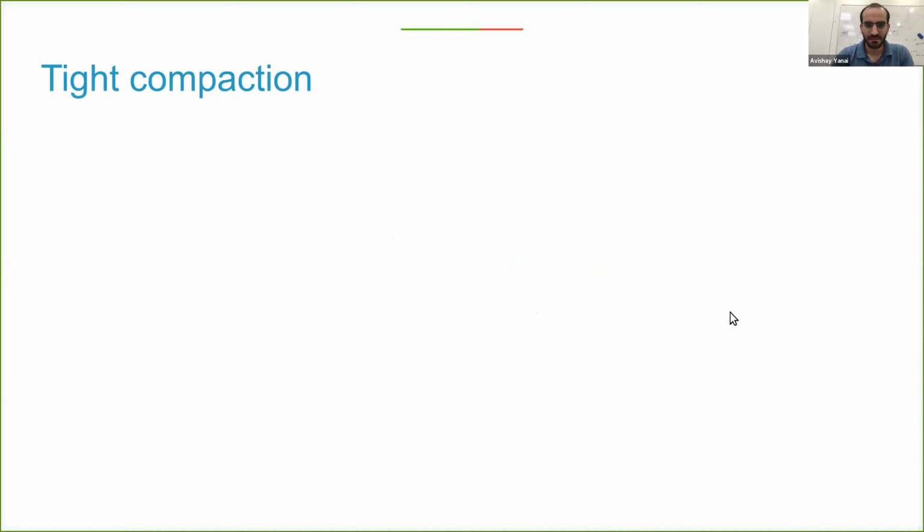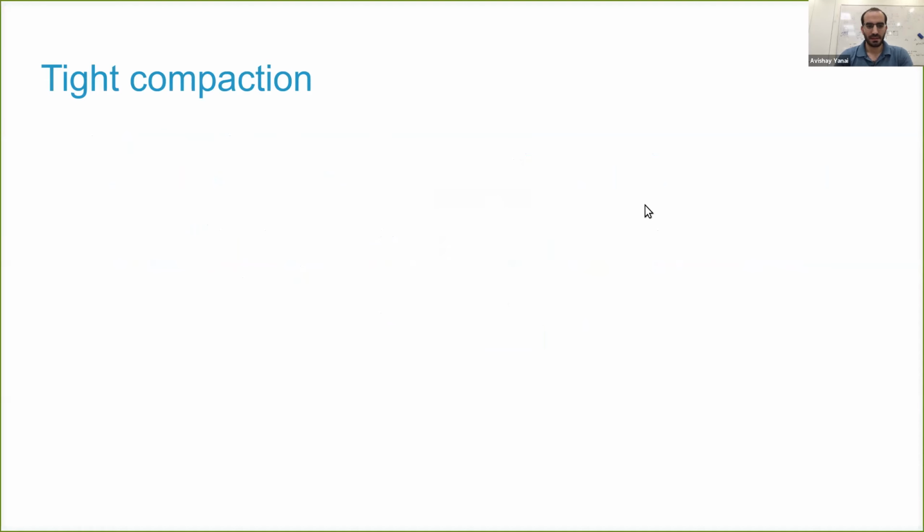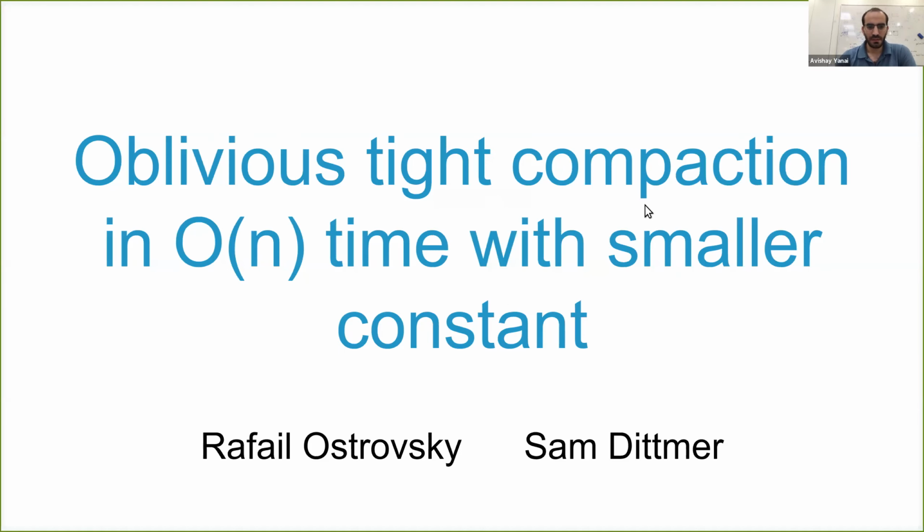Hello. Hi. So, you ready? Can you see my screen? Yes. Right, so the next talk would be Oblivious Tight Compaction in O(n) Time with Smaller Constant by Samuel Dittmer. Great. This is joint work with Rafi Ostrovsky. I'm just going to try to give some of the motivation for the algorithm and a very high-level description of the algorithm itself without digging in too much into the actual computation of constants.